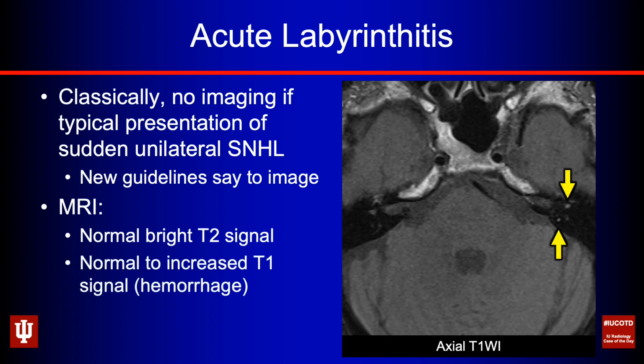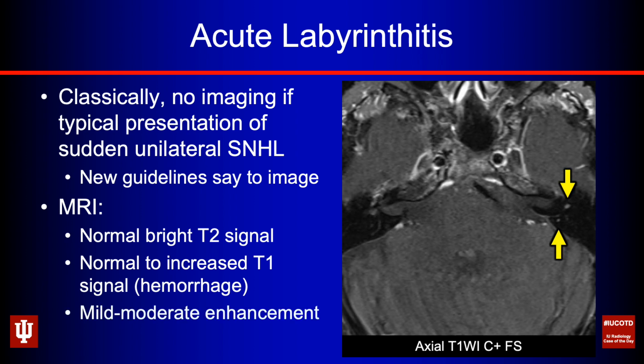What's it look like on the T1 weighted imaging? Well, it may be normal, or it may have increased T1 signal. And that increased T1 signal is usually due to the presence of intralabyrinthine hemorrhage, although it can also be from proteinaceous content, especially if there's something suppurative going on. So maintain T2 bright, iso to hyperintense on T1 weighted imaging. Give contrast. Here we can see the post-contrast sequence.